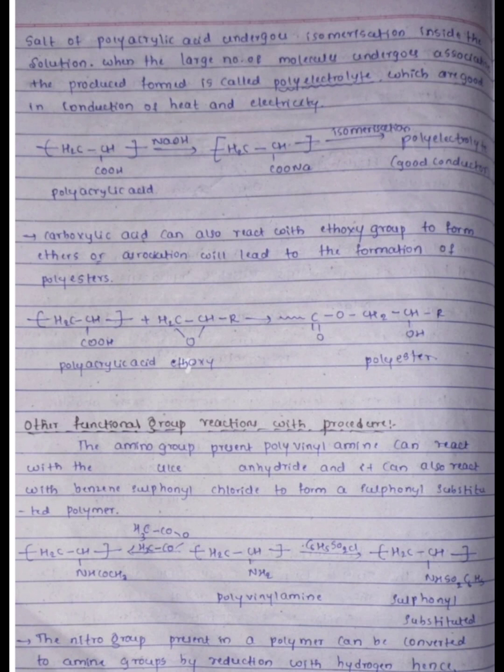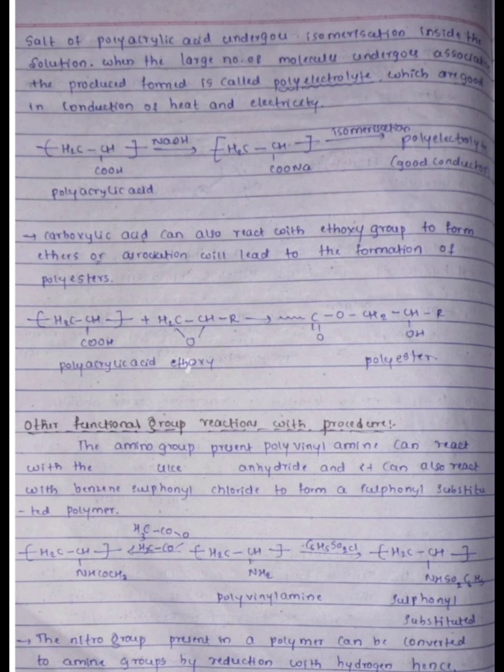Next is other functional group reactions with polymers. The amino group present in polyvinylamine can react with anhydride and it can also react with benzene sulfonyl chloride to form the sulfonyl substituted polymer. The sulfonyl substituted polymer is formed in the below reaction.